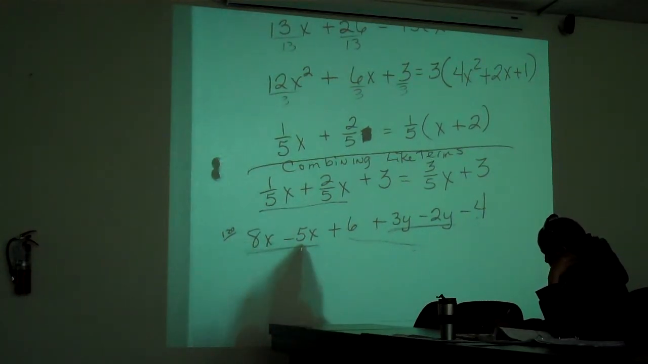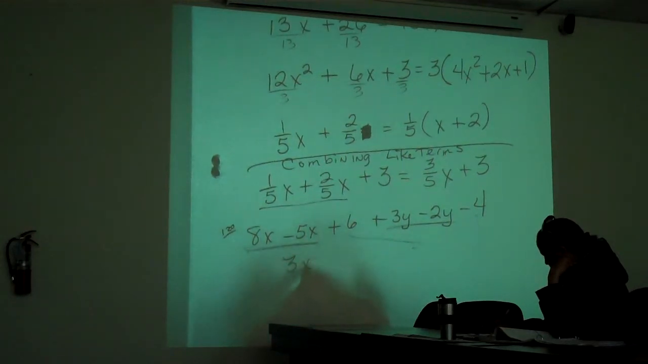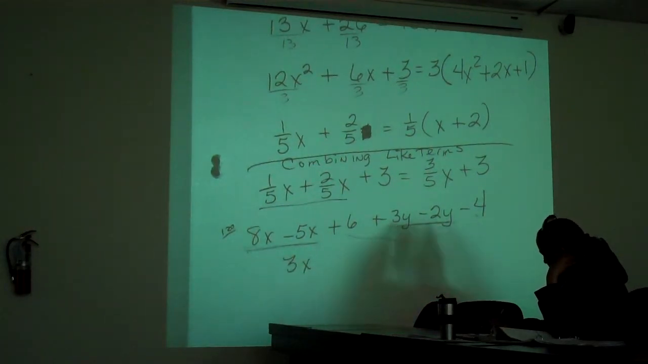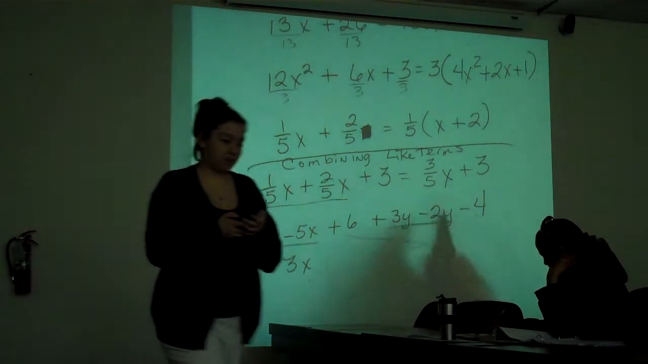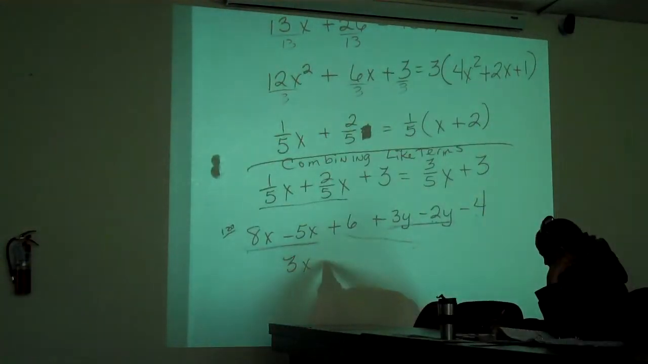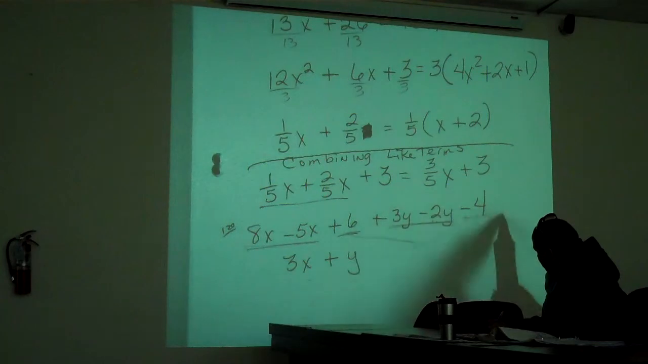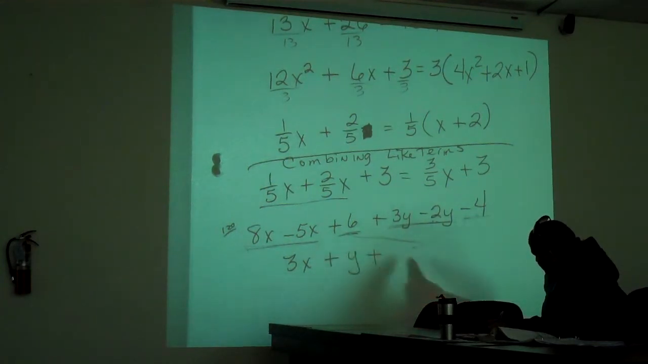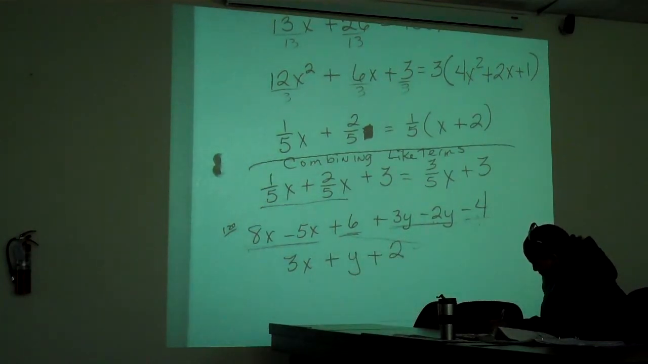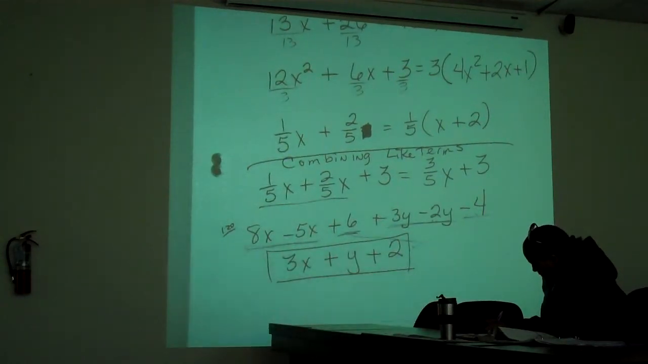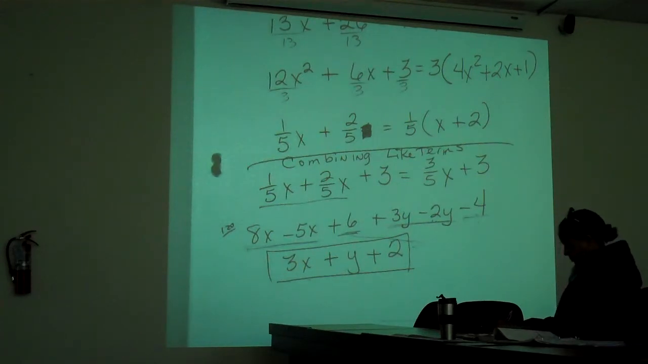8x minus 5x, 3x. And then Y, 3y minus 2y, 1y, and positive, right? Plus 1y, or you can just put plus y. If it's 1, you don't have to put the 1. And then 6 and the negative 4. That's 6 minus 4 is 2. It's positive, right? Positive 2. And that's as far as you can go. Don't try to combine things that have a different variable after them.